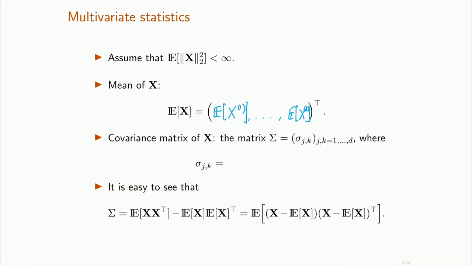And if I look at, for example, row jk, so row j, column k, then the entry that I have in this matrix is? Can somebody tell me what the sigma jk is in the covariance matrix? Correct? So it's the covariance of the jth coordinate and the kth coordinate. Okay, so that's the definition of my covariance matrix.